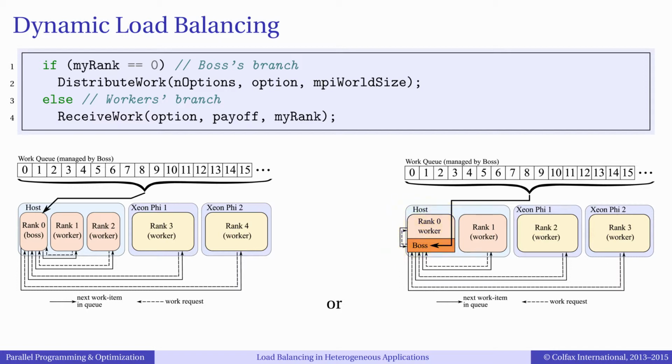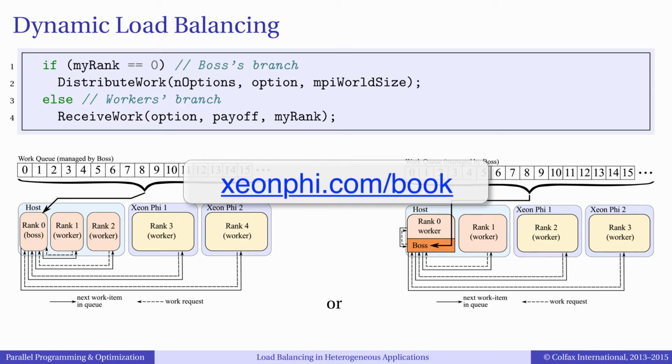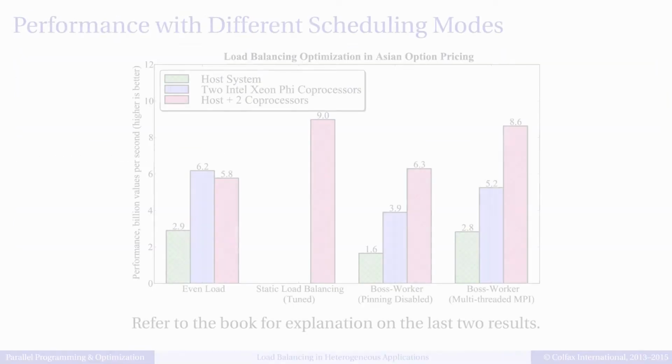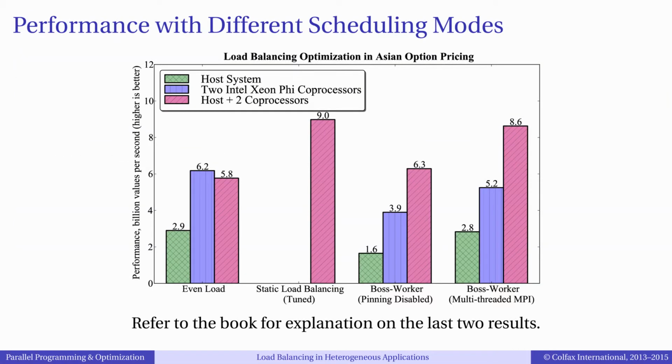To deal with the throughput limitation, we may either implement a hierarchy of boss processes or a collective scheduling algorithm such as work stealing. You can refer to our book and to Lab 4.11 in it for reference implementations of static scheduling and boss-worker scheduling. The discussion in the book explains the performance results shown here.